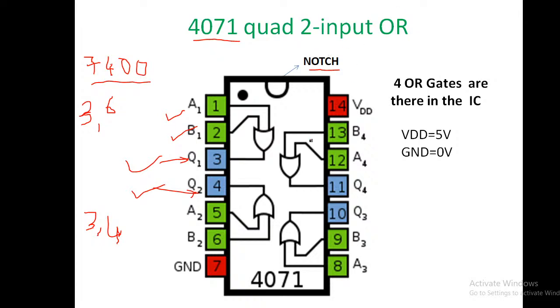Now if the question comes in 4071, how many gates are in this? This is the IC number, right? This is the IC, it is not the gate, it is the IC, and within that IC how many gates are there? Within this IC there are 4 gates, right?